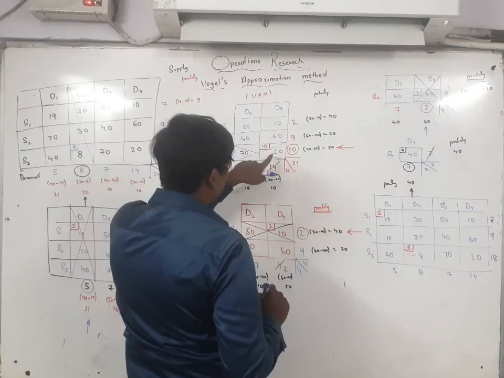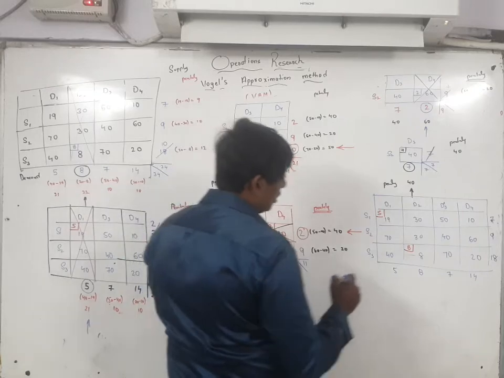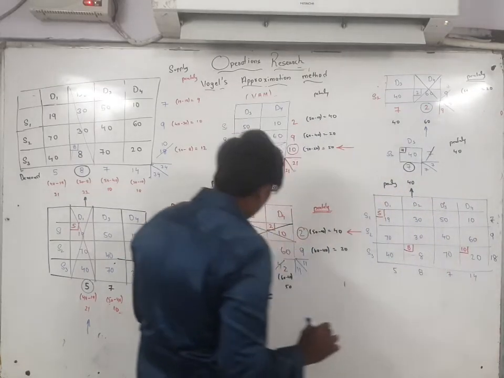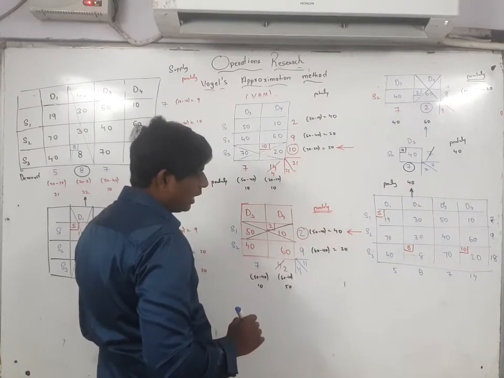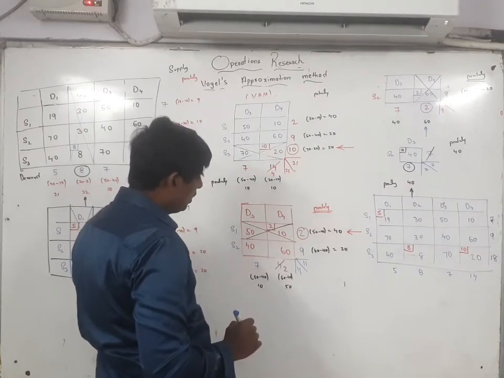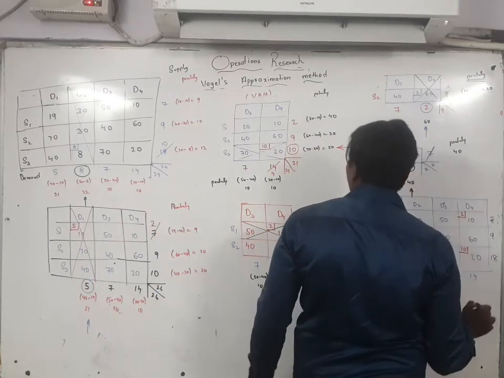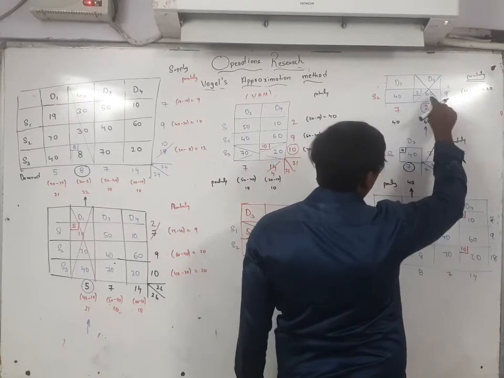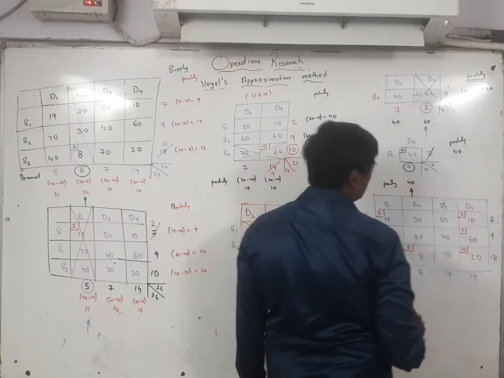Next one, third step, in 20 the allocation is 10. Next, in 10 the allocation is 2. After that, in 60 the allocation is 2.